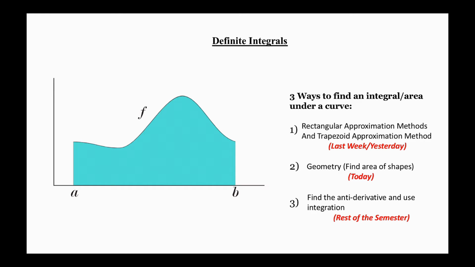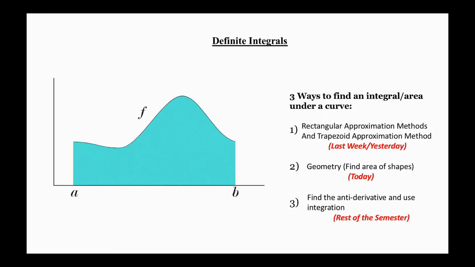So today, we're going to do number 2. We're going to use geometry. Geometry is just the study of shapes. The shapes that we see today are shapes we've seen before. This is not a real shape, so we'll put off those for next week. That's number 3. We're going to spend the rest of this unit finding area of these kinds of things. So today we're going to focus on number 2.